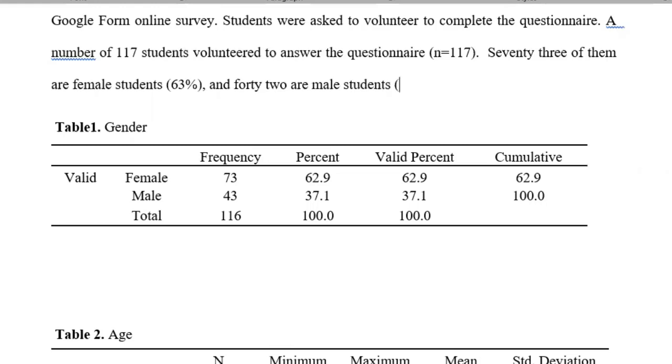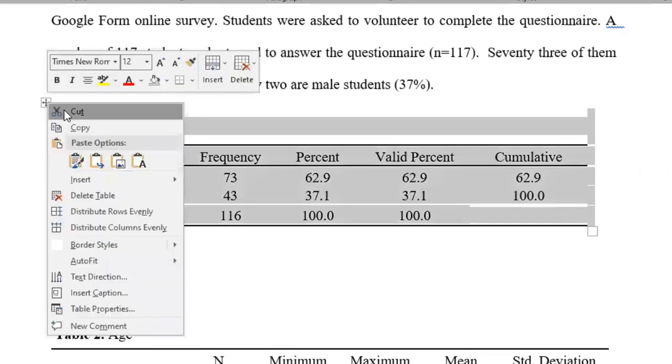I'm going to put again the percentage. 42 is 37%. So I'm going to put 37%. That's it. I'm going to remove the decimal because the female took it. So anyway, in this case I have an idea about the gender. I can remove this table once I finish, so I should just keep the numbers.